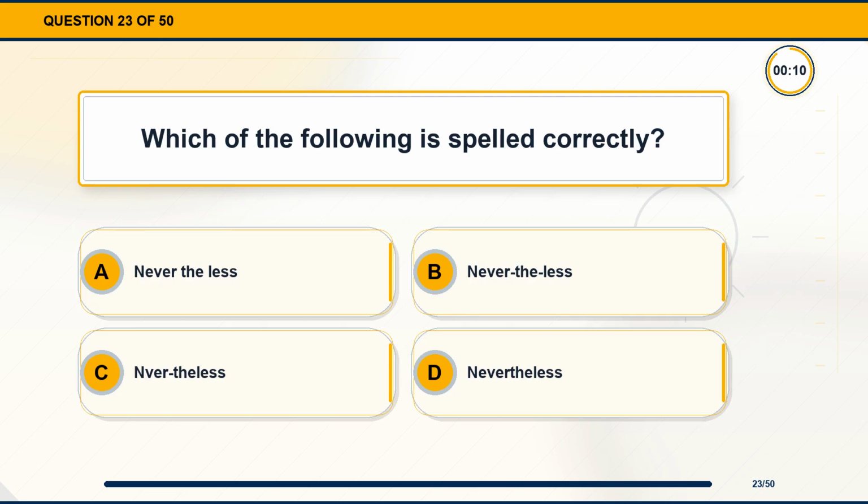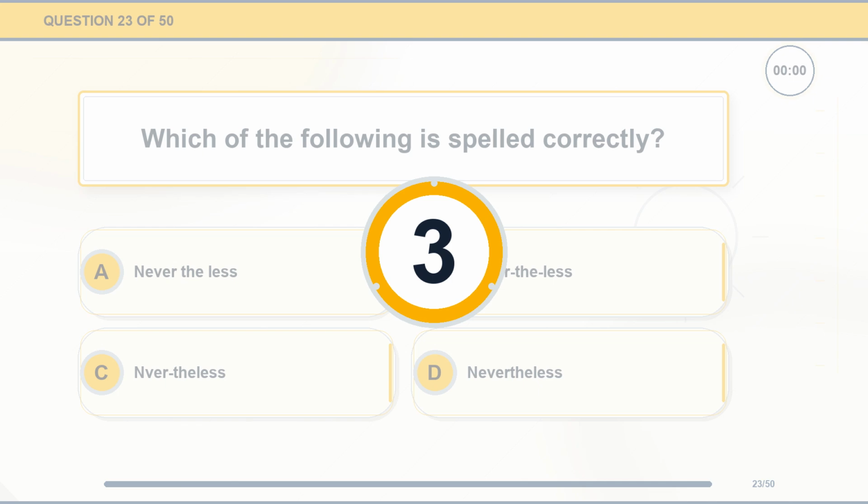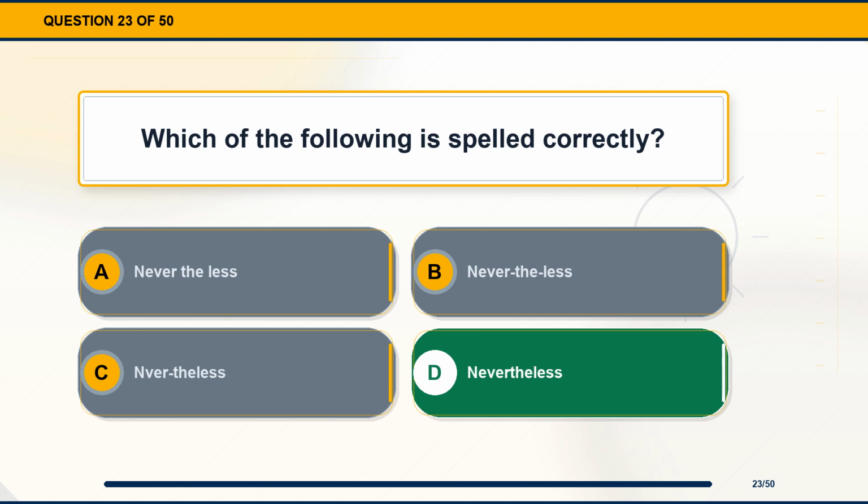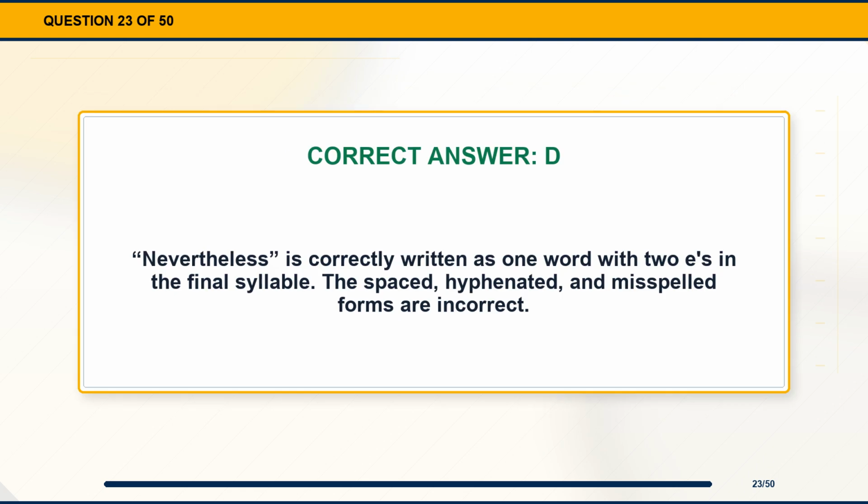Question 23. Which of the following is spelled correctly? Option A, nevertheless. Option B, nevertheless. Option C, vertheless. Option D, nevertheless. The correct answer is option D, nevertheless. Explanation: nevertheless is correctly written as one word with two e's in the final syllable. The spaced, hyphenated, and misspelled forms are incorrect.